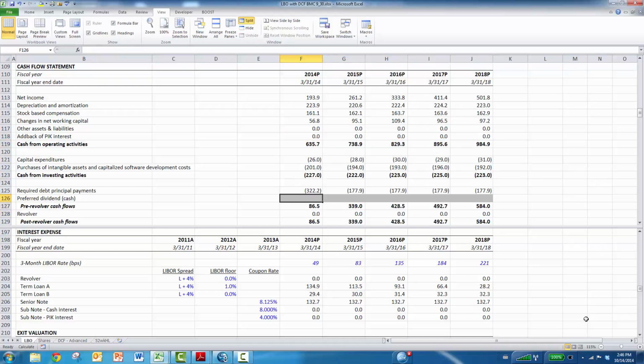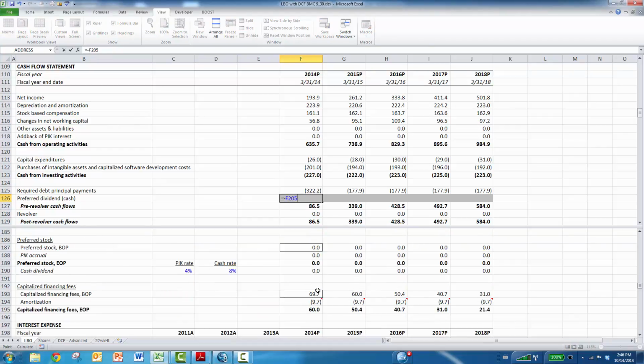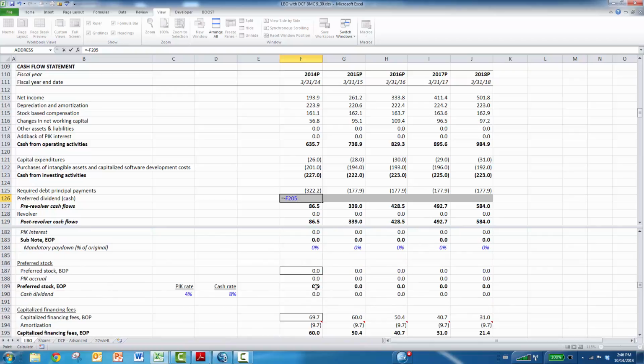And then preferred dividends. We do have some potentially preferred dividends. We've got to switch the sign because they're listed as a positive. Where are they here? Cash dividends. Had there been any dividends here, there would need to be a reduction to cash flows. Obviously, preferred dividends reduce the amount of cash that you would have to pay down the revolver, etc.